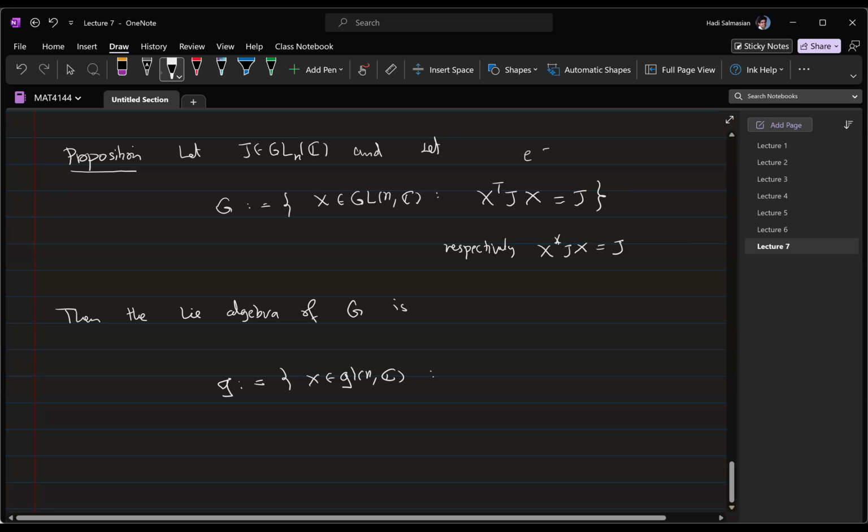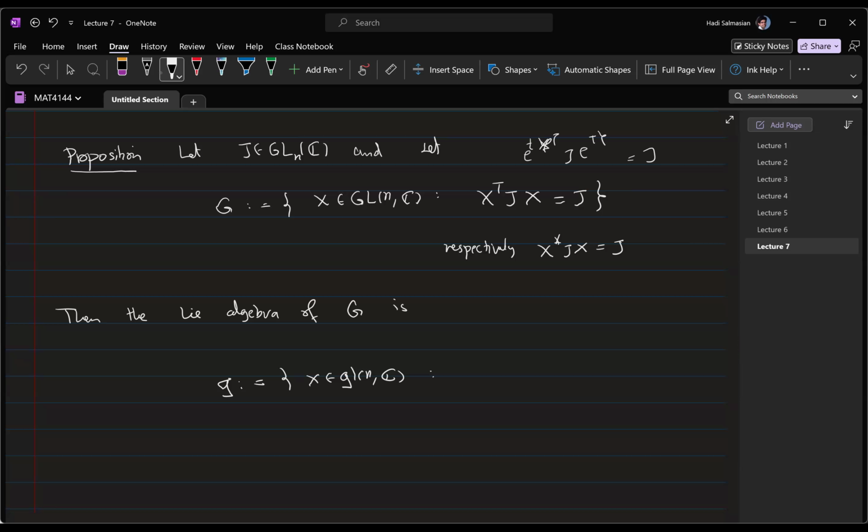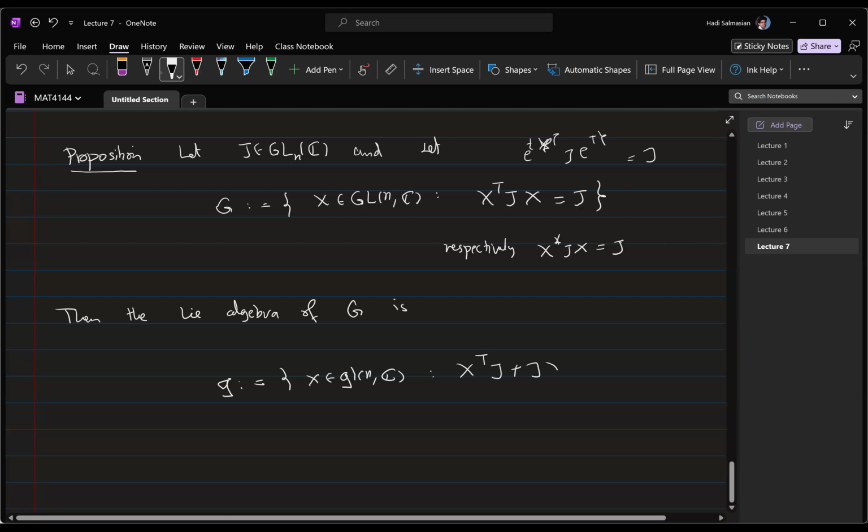Well, this x is supposed to be some e to the ty. So we have something like e to the ty transpose J e to the ty, and we have to differentiate this condition and compute at t equal to 0. So we use the Leibniz rule, and if you do this, you end up with the condition x transpose J plus Jx equal to 0. Or in the unitary case where you had the star, you would have x star J plus Jx equal to 0.